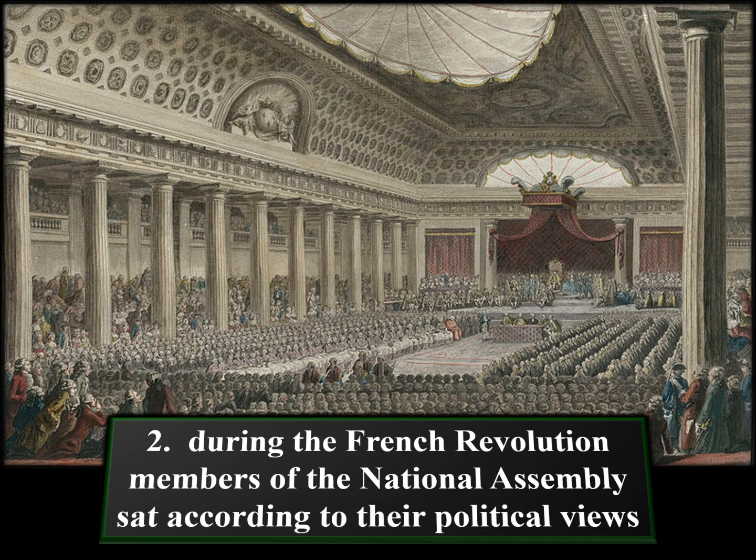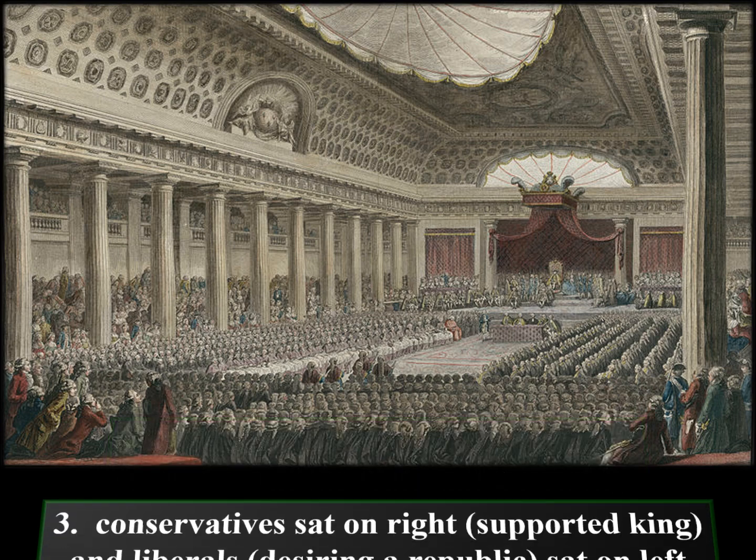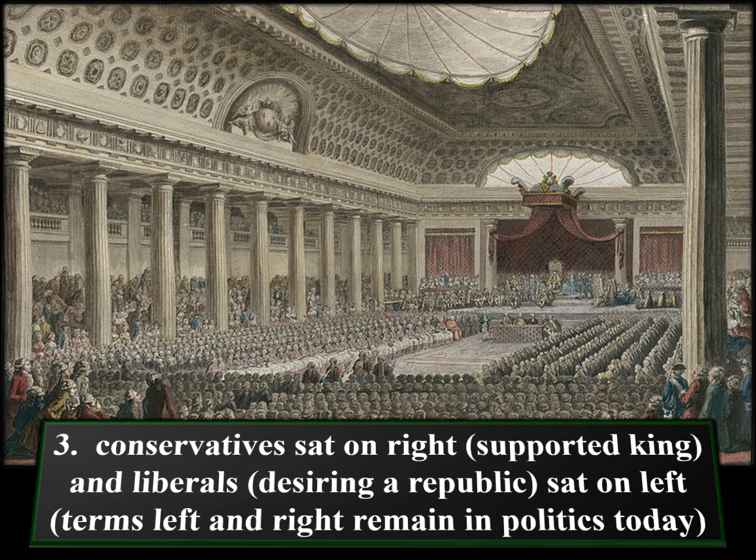During the French Revolution, members of the National Assembly sat according to their political views. We've talked about this before in class. The more liberal-minded sitting on the left-hand side of the room, the more conservative-minded sitting on the right, and the more moderate sitting in the middle. Conservatives sat on the right. Traditionally, they were the ones that supported the king. Liberals, desiring a republic, sat on the left, and this is where the terms left and right remain in politics still to this day, and of course with the moderates being in the middle, as I said before.